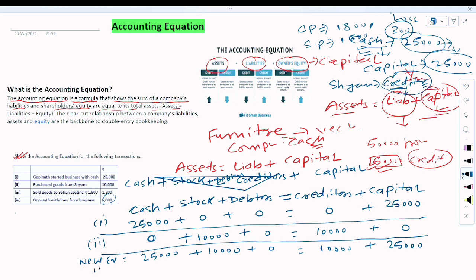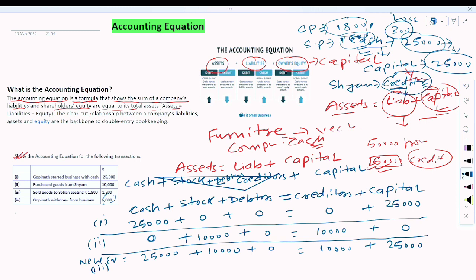Now move on to transaction number 3. Sold goods to Sohan costing 1800 for 1500. It means your cost price of goods is 1800, and your selling price is 1500. It means you are getting a loss of 300. Now, how are you selling the goods? On credit.